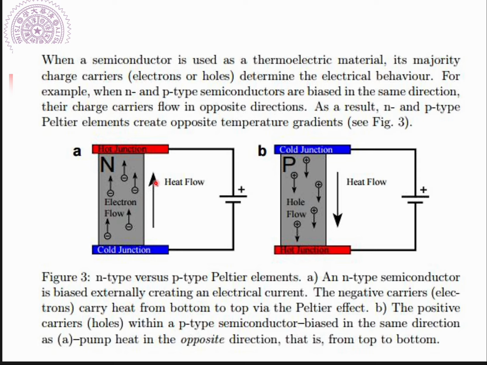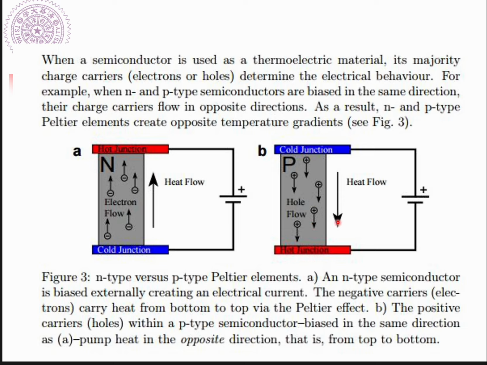In this case, the electrons will carry the heat from this side toward this side. So that's the reason why we can cool this side down, because the electrons carry the heat from this side to this side. So we can cool this substance or environment down. So let's take the other type of material as an example.